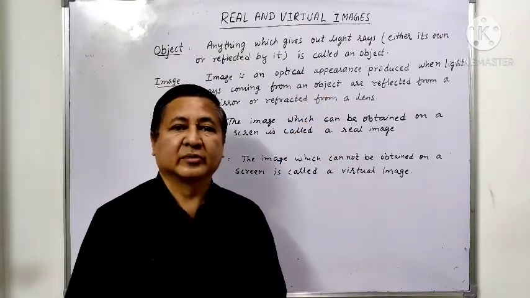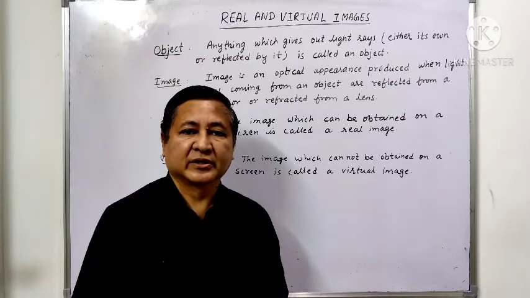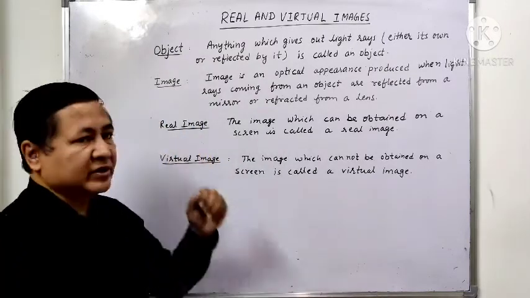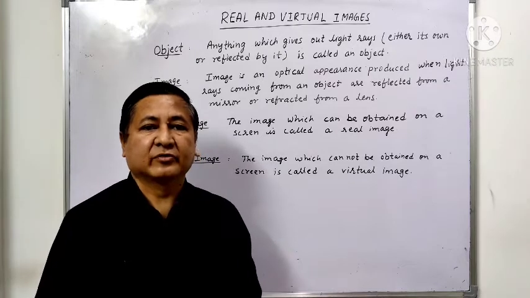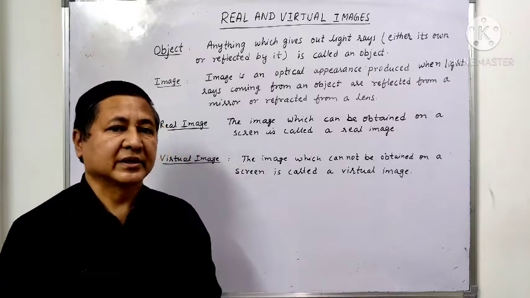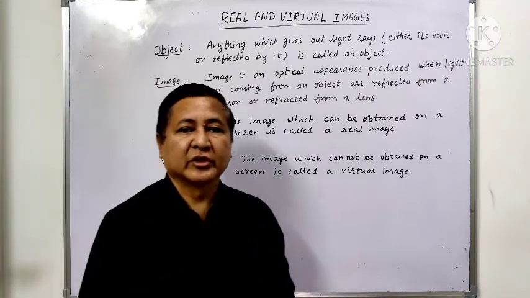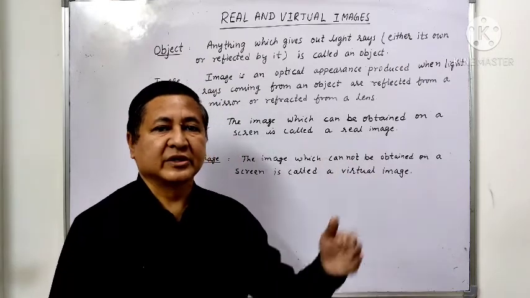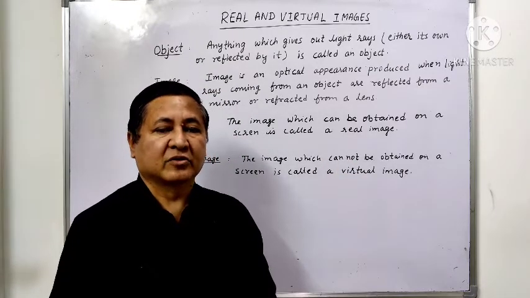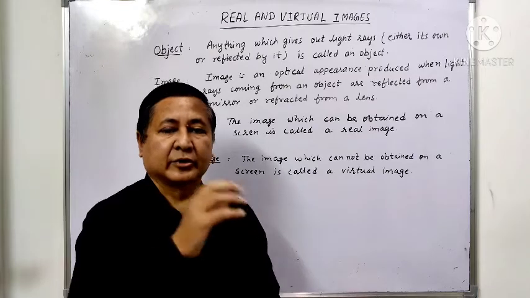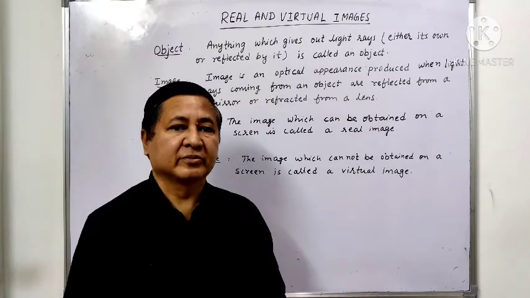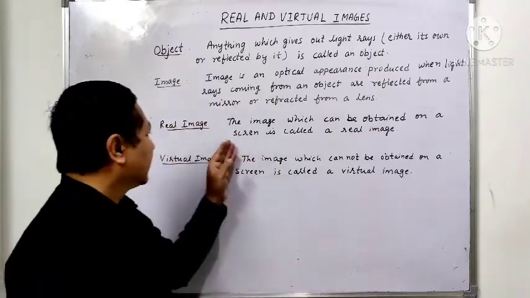There are two types of image. One is real image and the other is virtual image. Now what is real image? The image which can be found on the screen is known as real image. So whenever you go for a movie, you might have seen that there is a screen in front of you and the images of actors and actresses are produced on the screen. So this type of image is known as the real image.